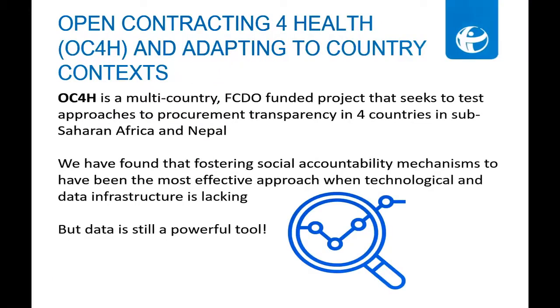So the Open Contracting for Health project is a multi-country project working in 5 countries, 4 in sub-Saharan Africa and in Nepal. We seek to test approaches to procurement transparency under the brand of open contracting in these different countries. And in general, we've found that more traditional approaches or more social accountability focused approaches in these countries has worked better because of the lack of data infrastructure.